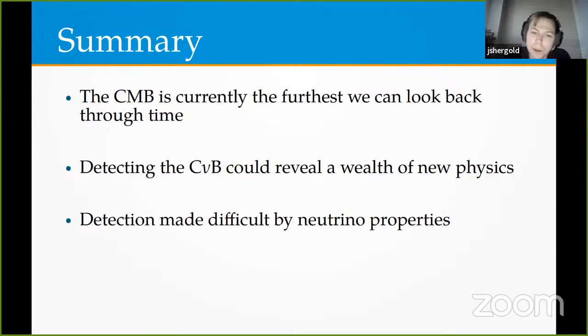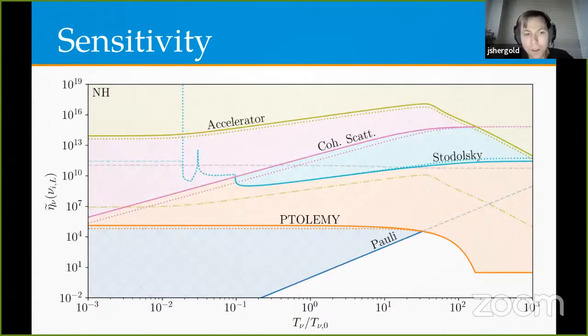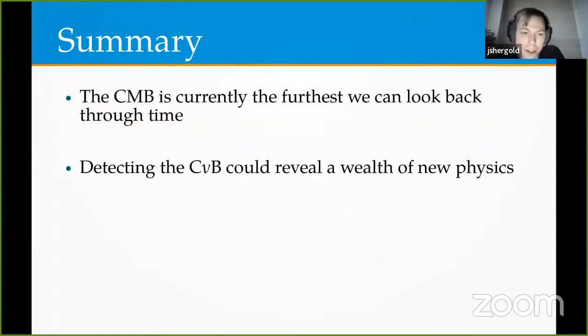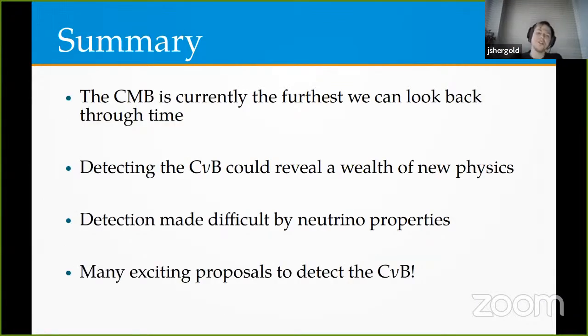Unfortunately, the detection is made difficult by the neutrino properties. Hopefully, I've managed to convince you that it's a difficult thing to do. And like I say, if you look at this plot, all of these proposals are, especially if you move Ptolemy up based on the bad energy resolution from the uncertainty principle, all of these things are many, many orders of magnitude off. So it's a very, very difficult thing to do. But hopefully, I've managed to convince you at the very least that there are a lot of exciting proposals to detect the CNUB.